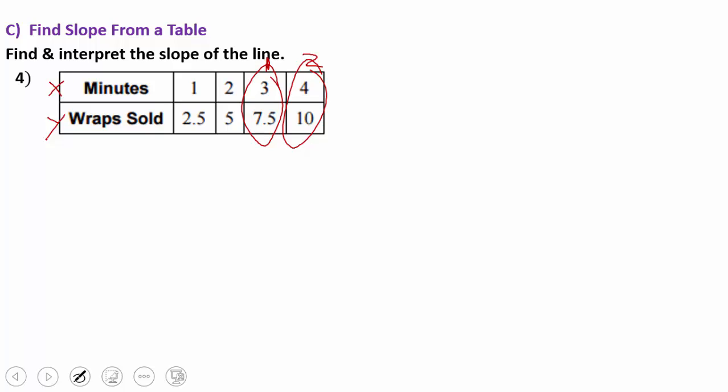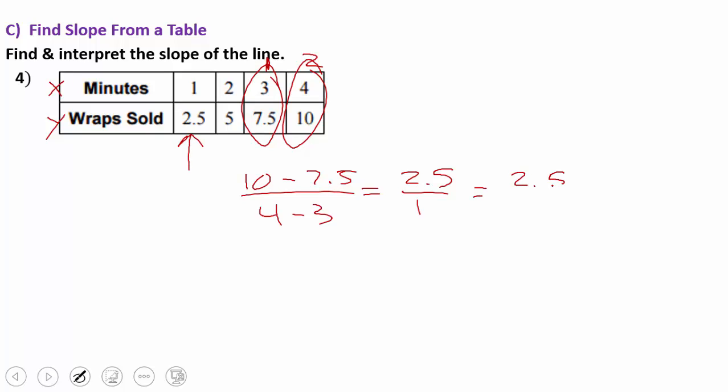And so when we look at this, we would have then 10, because that's 2, minus 7.5 over 4 minus 3, which gives me 2.5 over 1. Oh, well, there it is right there. 2.5 over 1. So my slope is 2.5, which, when we interpret that, we always talk about the y first. That means 2.5 wraps sold every minute.